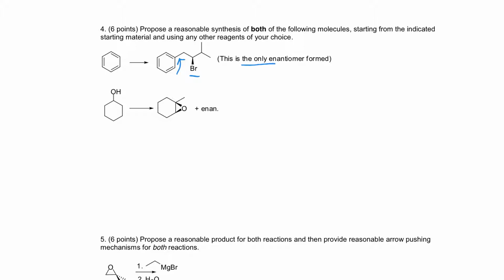One clue is that this is the only enantiomer formed. So if I want to make this bond while preserving my ability to make only this enantiomer, not to make a racemic mixture, I also need to observe that I'm adding these pieces to my benzene. It may not have a bromine on it. It might have another functional group there that I can easily convert to a bromine, but I'm adding, let's see, it looks like a 4-carbon chain or a 5-carbon chain with a functional group on the second carbon.